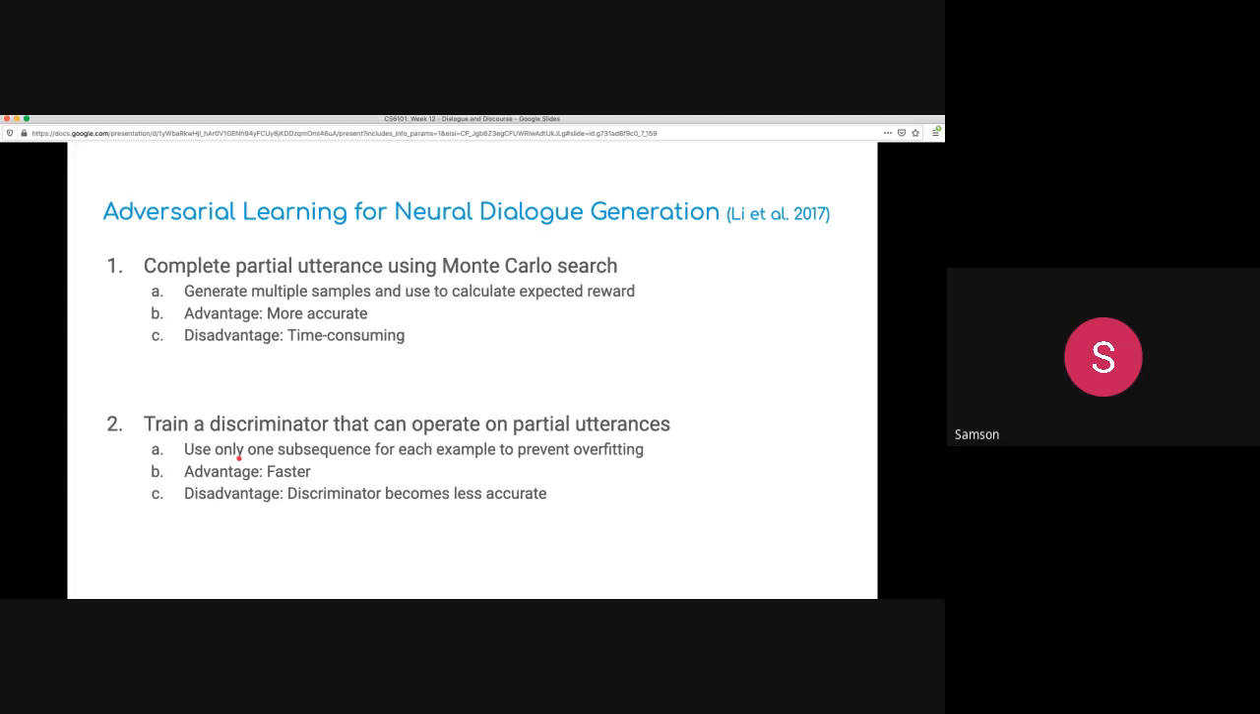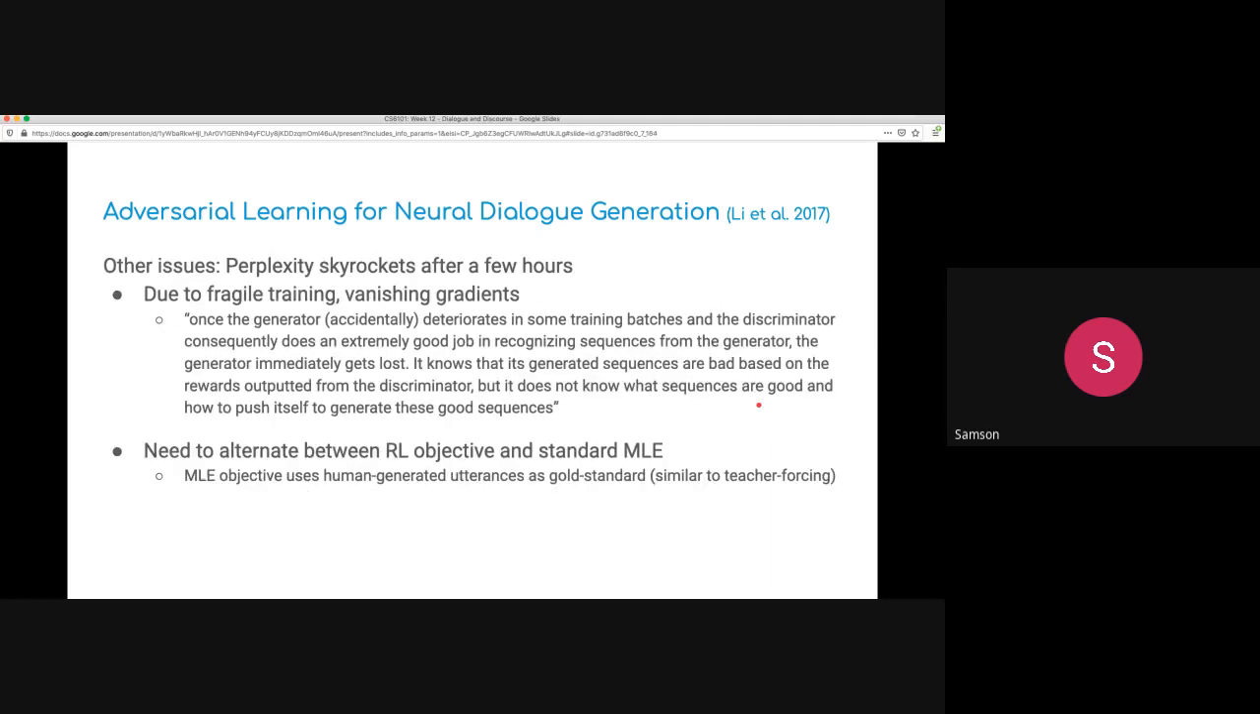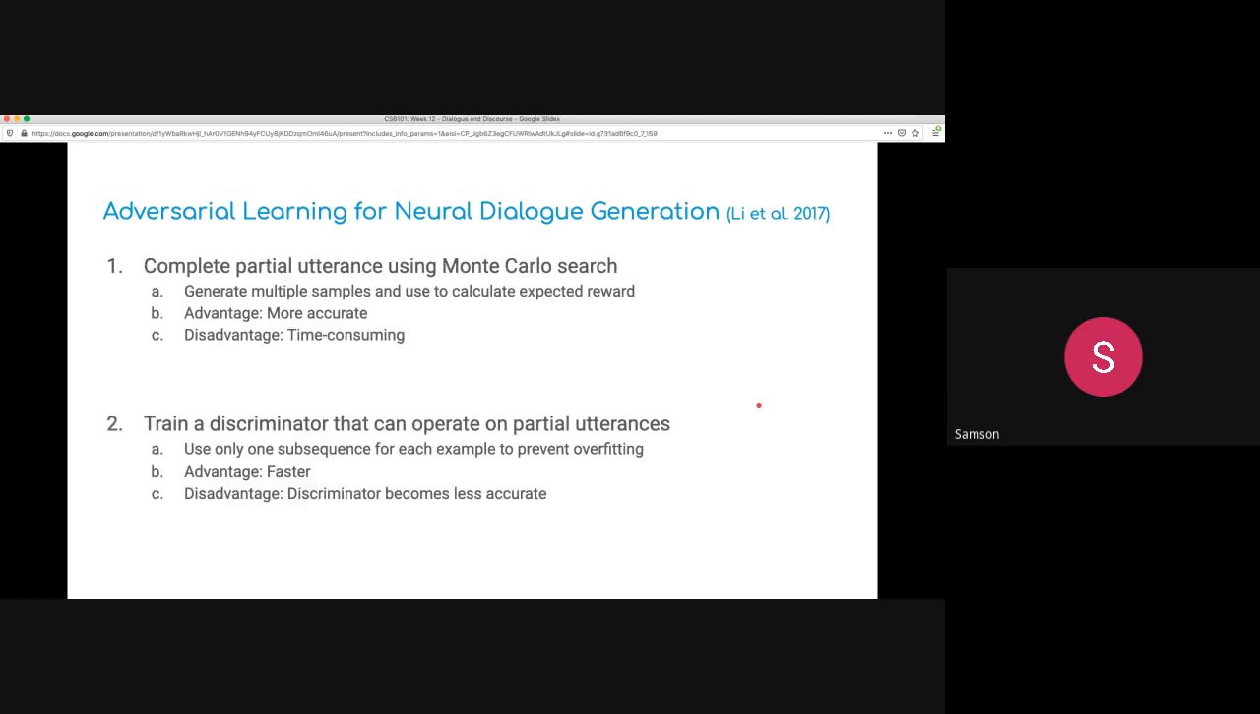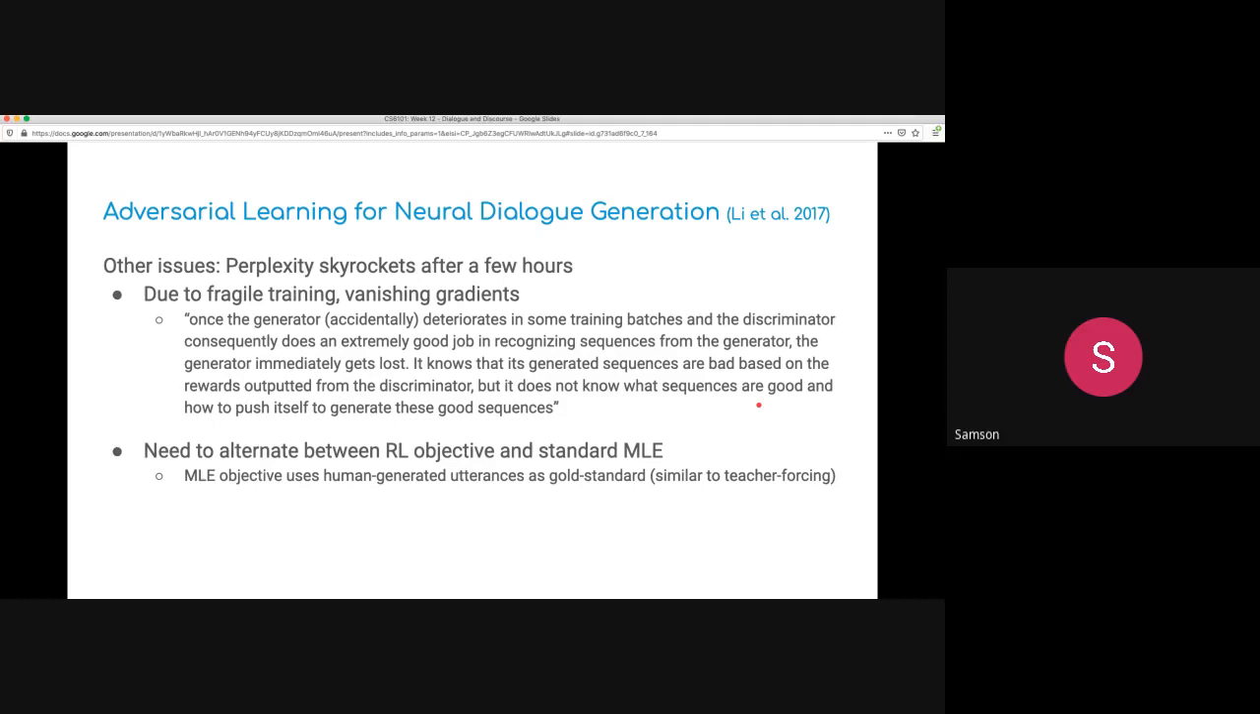Do you have any questions or do you want to talk more about this? Nope. Okay. So even with these two solutions, the perplexity still shoots up. According to the paper, after a few hours it shoots up. This is probably due to vanishing gradients, I guess since they're using an LSTM. But I think GANs also have this issue. That is definitely a general GAN issue. If the discriminator cannot be fooled, then your generator is dead in the water.